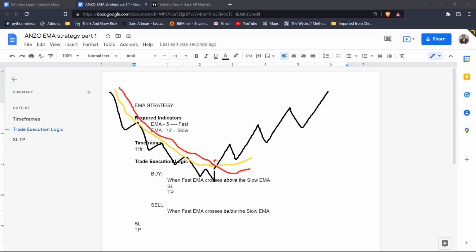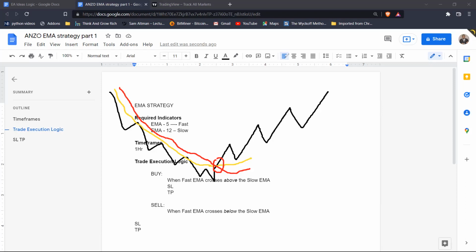So this point here, where the red line crosses the yellow line, in this case the yellow line is our fast and the red line is our slow. This point here, where the yellow line crosses above the red one, is where we are looking to execute that decision. So this is where we buy, and we stay in this.